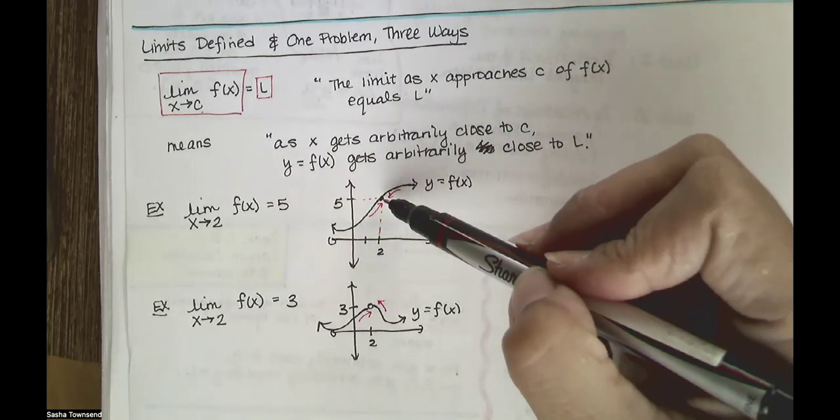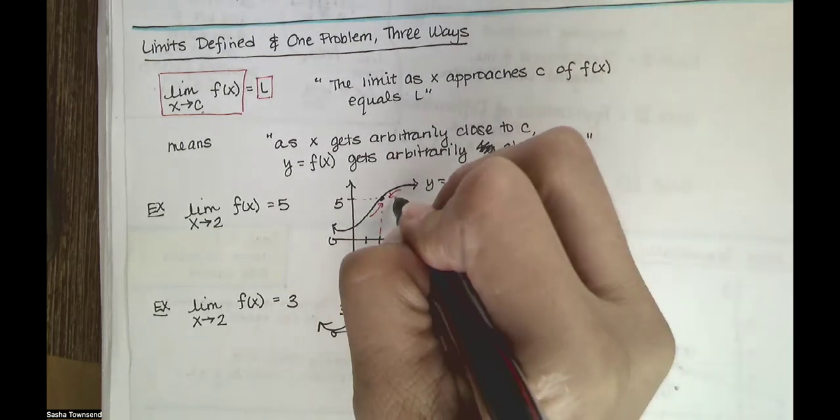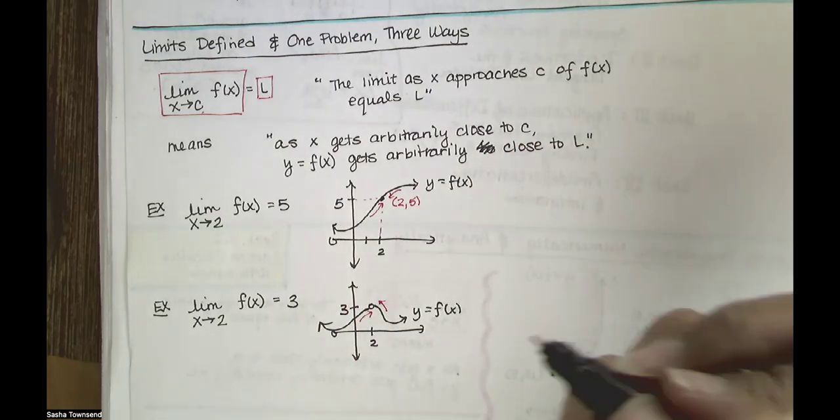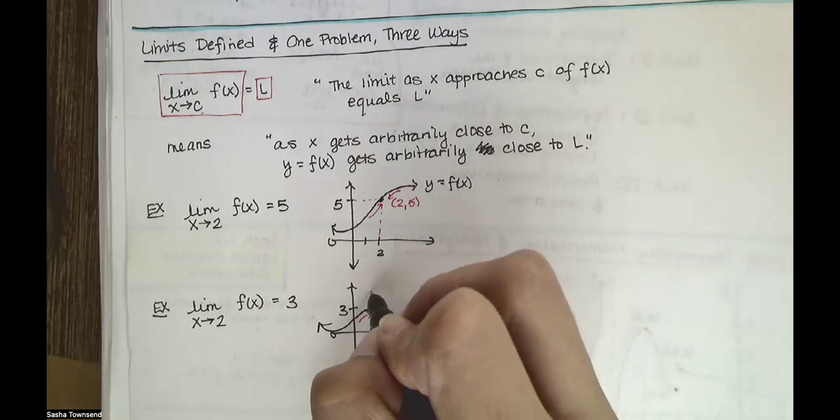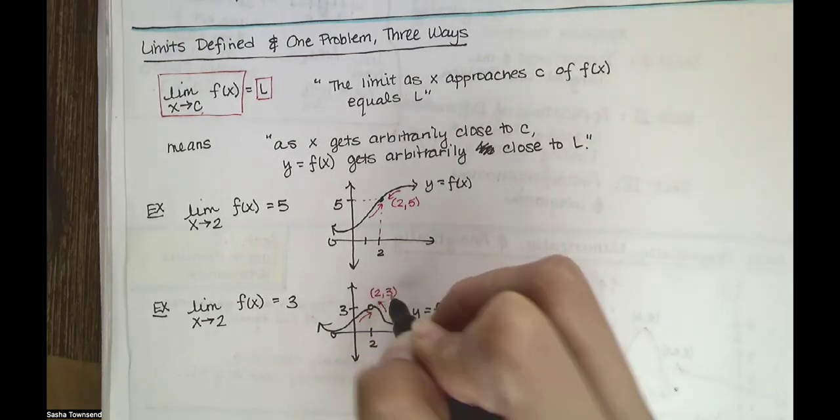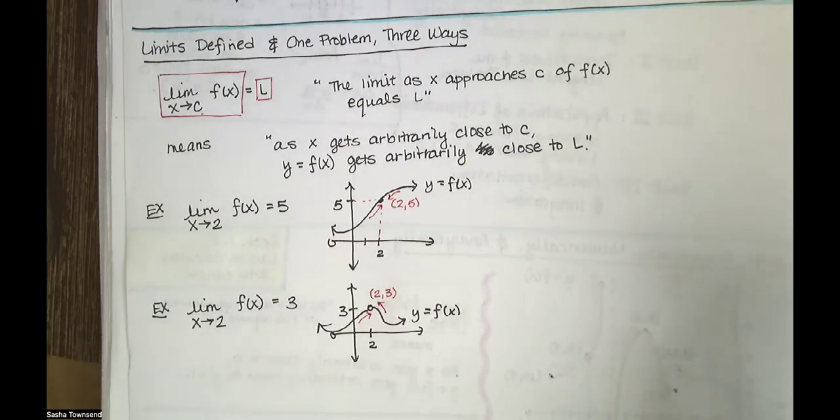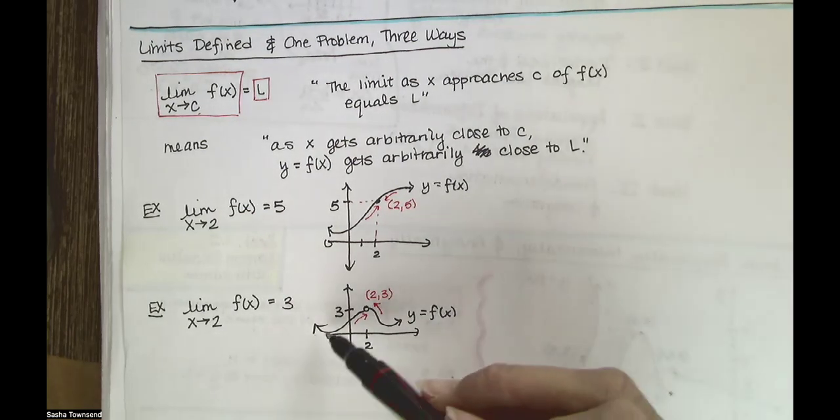Now there is a difference between these two functions. In this function, that point x equals 2, y equals 5 is actually on the graph of the function. So we say that the function is continuous there. In this graph, the point x equals 2, y equals 3 is not on the graph of the function. We've got this open circle, which represents sort of a hole or a gap in the graph of the function itself.